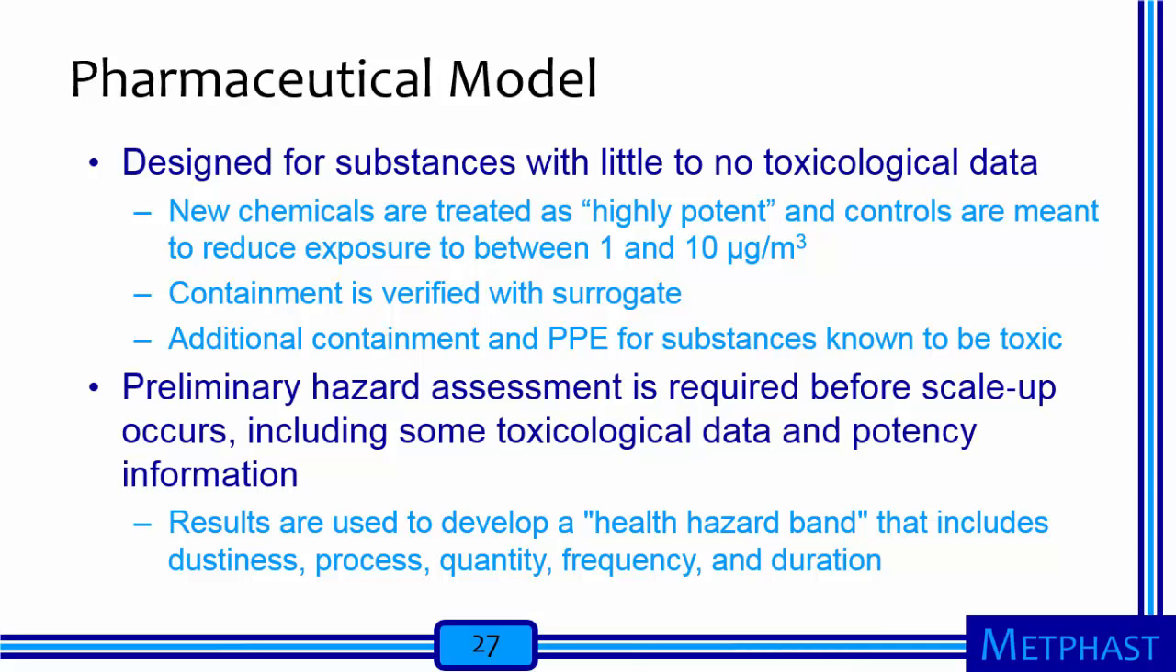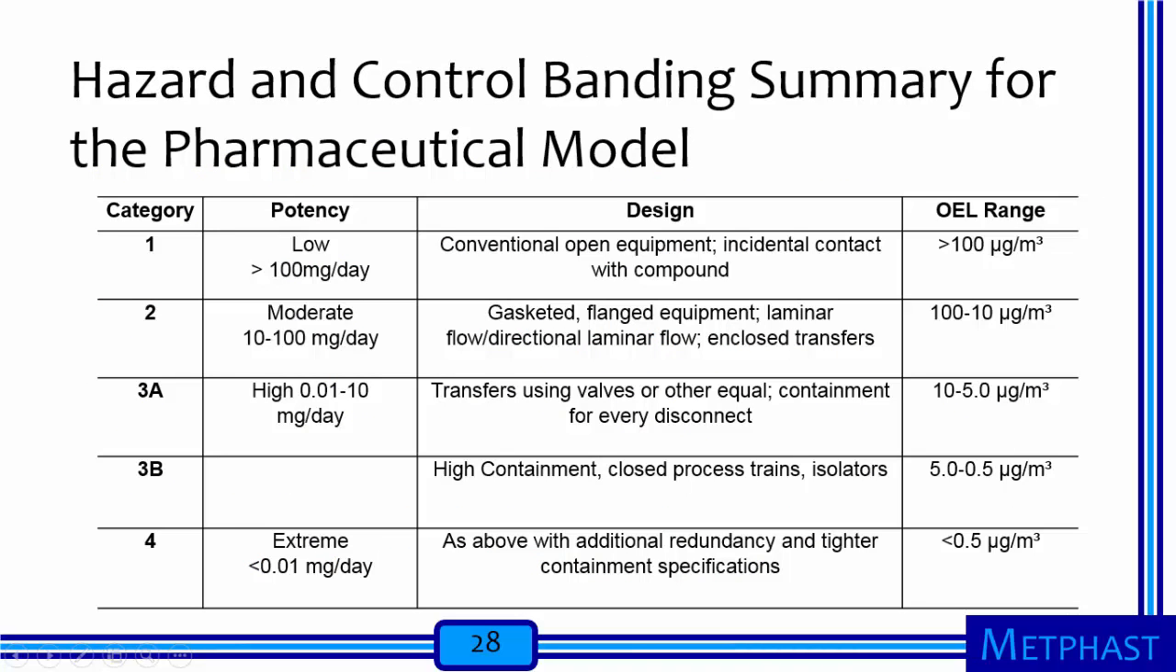Containment is verified with a surrogate, and additional containment and PPE for substances known to be toxic are advised. Preliminary hazard assessment is required before scale-up occurs, including some toxicological data and potency information. The results are used to develop a health hazard band that includes dustiness, process, quantity, frequency, and duration. This slide shows the hazard and control banding summary for the pharmaceutical model.